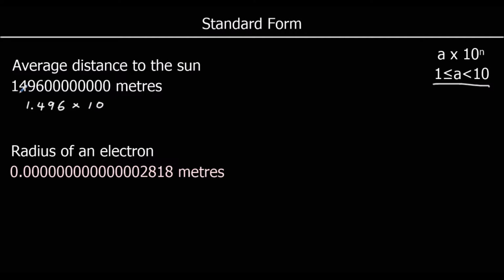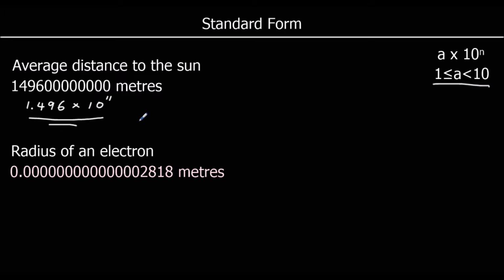So if I multiply it by 10 once, I'll get 14.96. Twice, 149.6. 3 times, 1,496, and so on. So it's 1, 2, 3, 4, 5, 6, 7, 8, 9, 10, 11 times. So instead of writing out the whole number, I can write 1.496 times 10 to the power of 11. And that is in standard form.